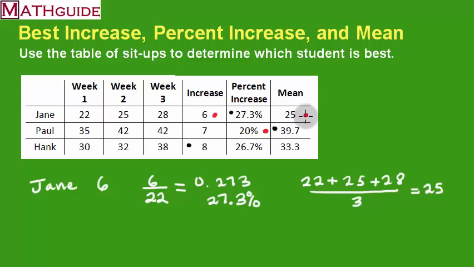I don't know if it's because Jane has 2 worst scores but only 1 best, I don't know if that moves it one way or the other. Hank only has the best increase, but he has no other negatives. So these are all things to determine when trying to figure out who is best.